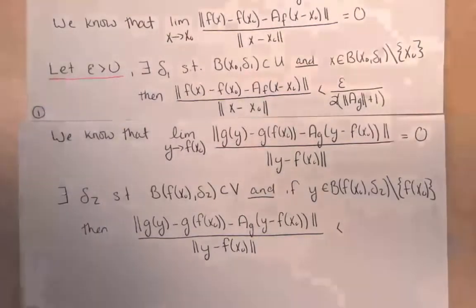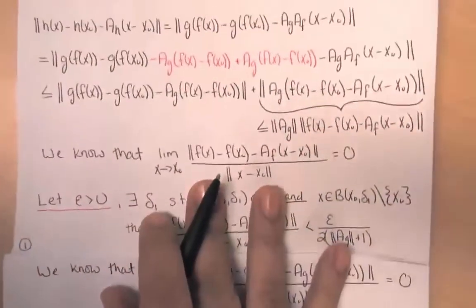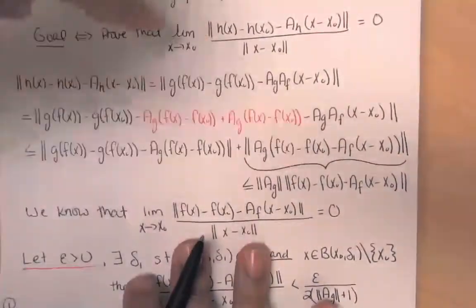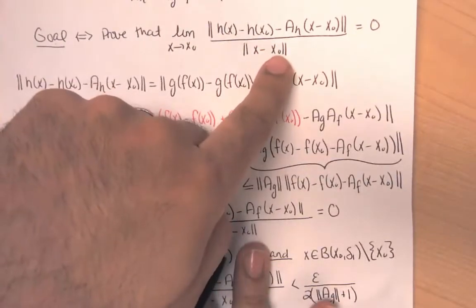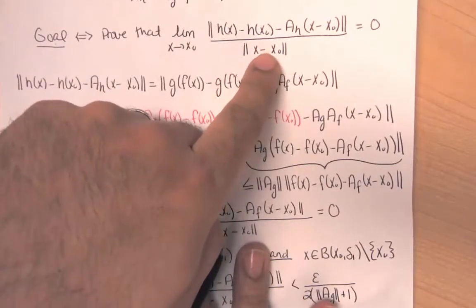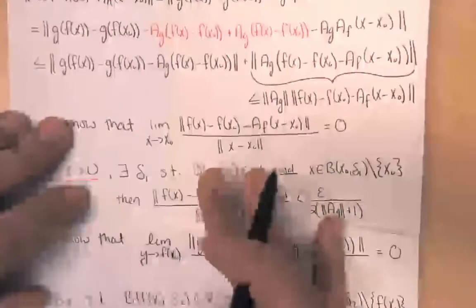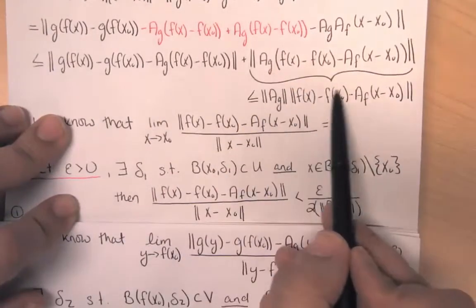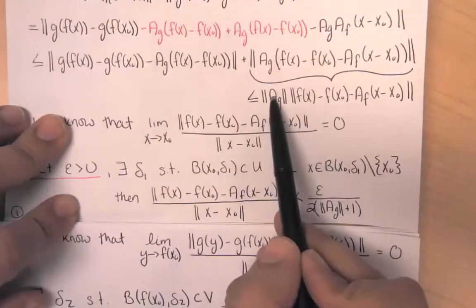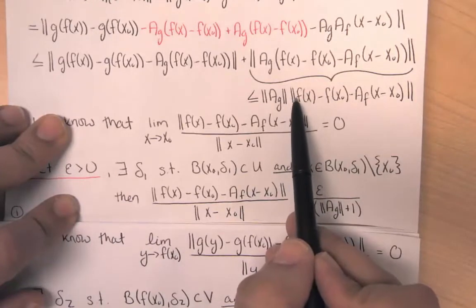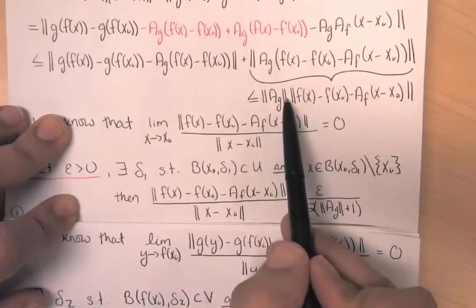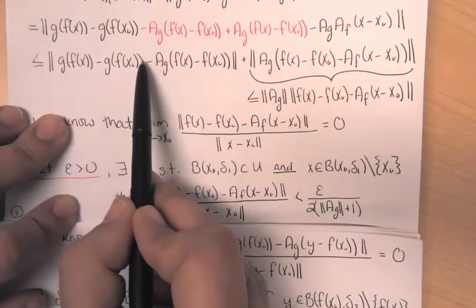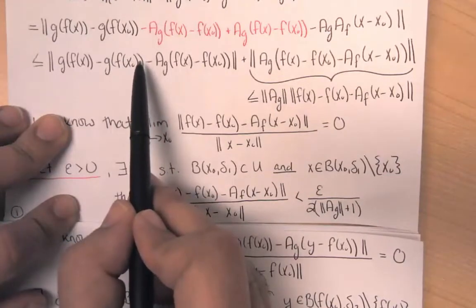Well, what do I want? Remember, let's go back to my goal. My goal is to make this quotient arbitrarily small if x and x naught are sufficiently close to each other. The numerator can be split into this term and this term. Now this term, when I divide by x minus x naught, we've guaranteed I can make it less than half an epsilon. So I need to make this term, when divided by x minus x naught, less than half an epsilon.